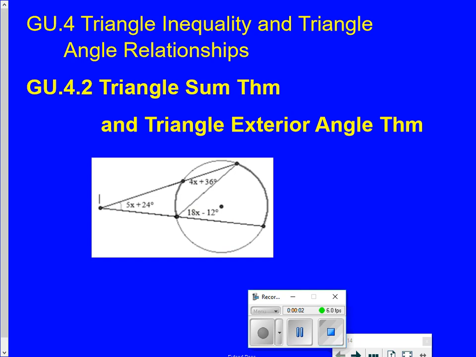Hey everybody, this is Mr. Munson. We're in Unit 4, Triangle Inequalities and Triangle Angle Relationships. And so in this concept video number 2, we're going to look at the triangle sum theorem and the triangle exterior angle theorem. Let's get started.